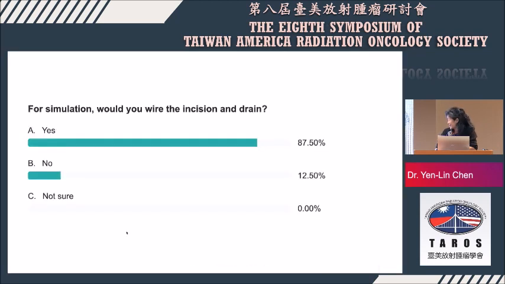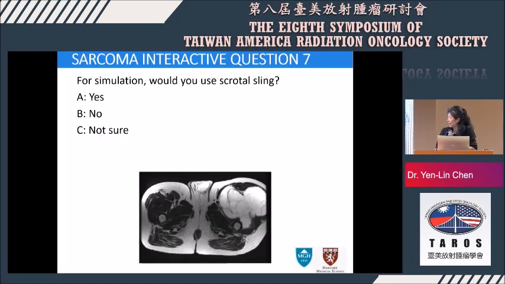Okay, let's see. So the vast majority would wire the incision and drain. Okay. We have a whole series of these to help you think through the steps. So next question. All right, and would you use a scrotal sling in this patient? You can see this is a male patient. So go ahead and vote.